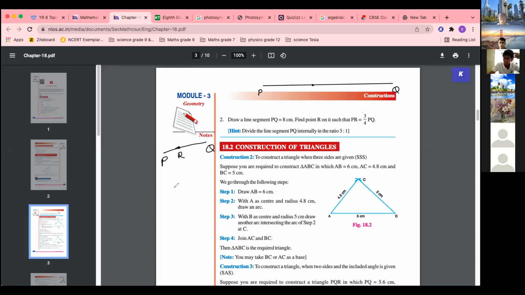If you solve it, PR by PQ is 3/4. But I want PR by RQ, right? I want PR by RQ. So I can write over here, just do the reciprocal. PQ is PR plus RQ. Just a moment. I think it is not getting visible. I'll do it on the whiteboard. Let us do it on the whiteboard.